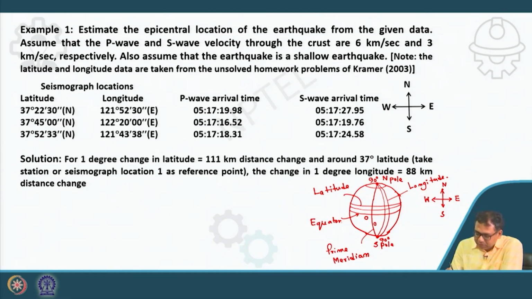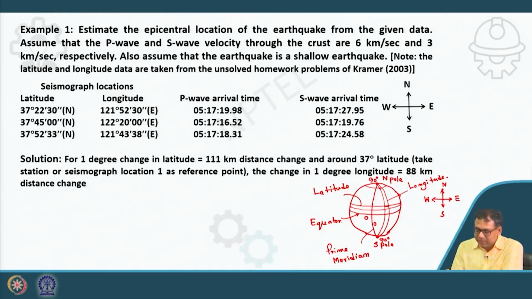Suppose this is your longitude of interest here. On this longitude, if you change 1 degree here, and 1 degree here, you are actually covering more distance in terms of kilometers here compared to there. Because at the North Pole, if you change 1 degree of longitude, that will actually be 0 kilometers. So at the equator it is maximum, at the North Pole it is minimum.